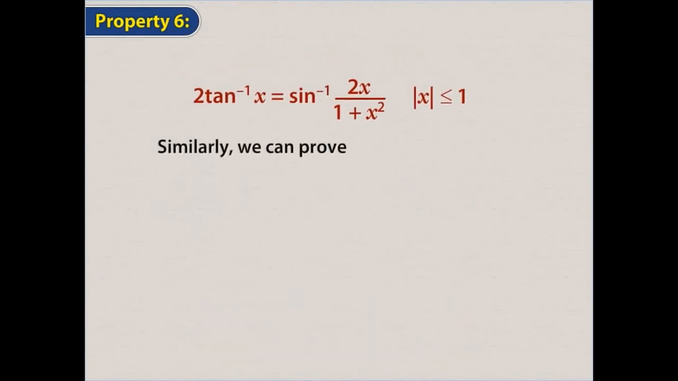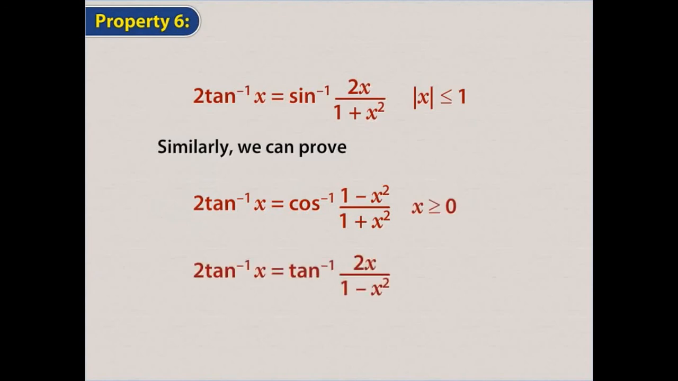Similarly, we can prove that 2 tan inverse x equals cos inverse of 1 minus x square in the numerator and 1 plus x square in the denominator with the condition x is greater or equal to 0. 2 tan inverse x equals tan inverse of 2x in the numerator and 1 minus x square in the denominator with the condition mod x is less than 1.